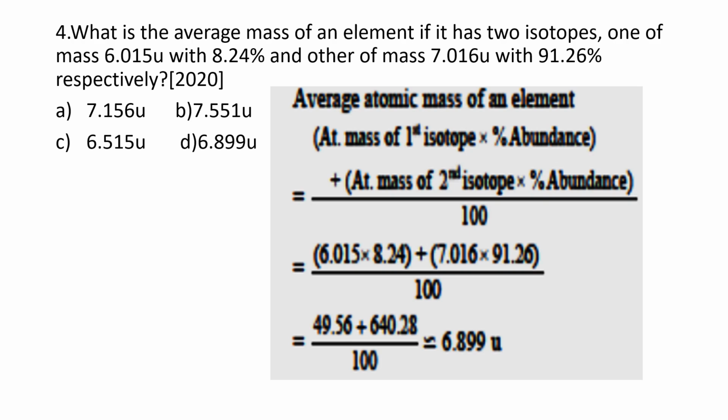Question number 4 is: what is the average mass of an element if it has two isotopes, one of mass 6.015 u with 8.24% and the other of mass 7.016 u with 91.76%? Here percent abundance and mass of the isotopes, all values are provided. If we put these values, after calculation we get 6.899 u. That is option number D, the correct answer for this.